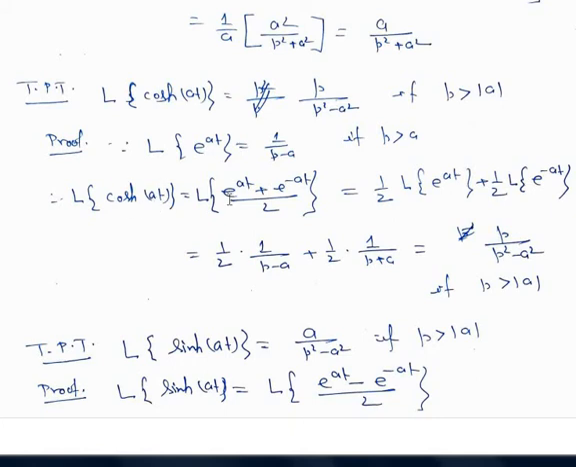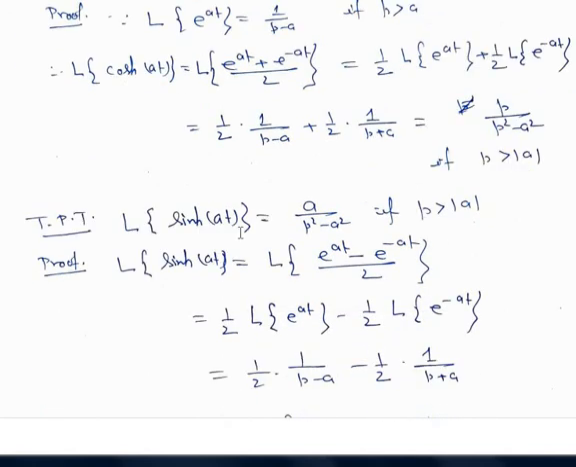is e to the power at plus e to the power minus at divided by 2. So by linearity property, we write it as 1 by 2 L e to the power at plus 1 upon 2 L e to the power minus at. Now Laplace transform e to the power at is 1 upon p minus a. Laplace transform e to the power minus at is 1 upon p plus a. To simplify it, we will get it as p upon p square minus a square, p greater than mod of a.